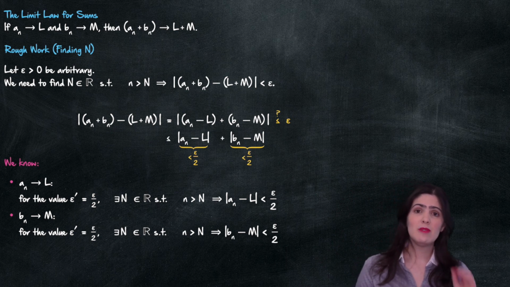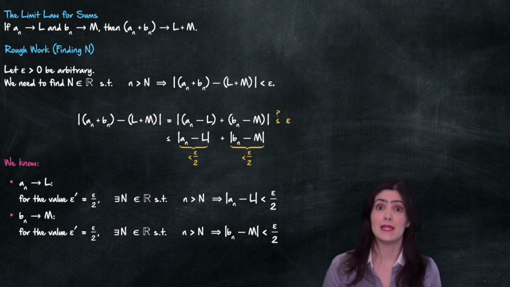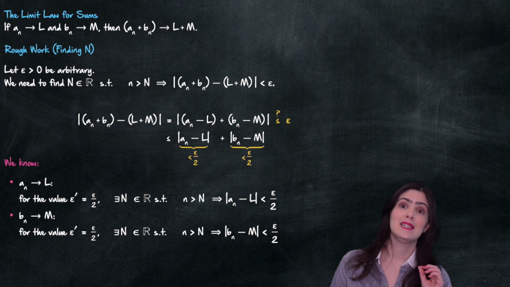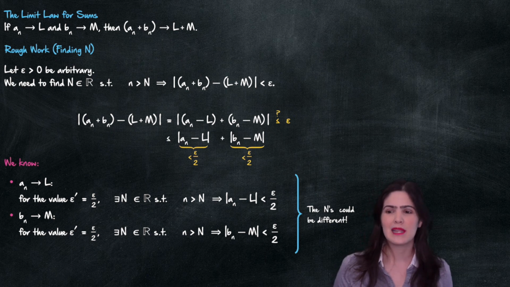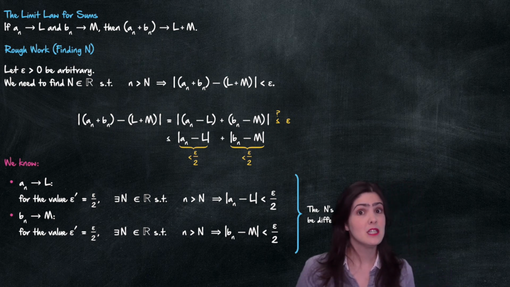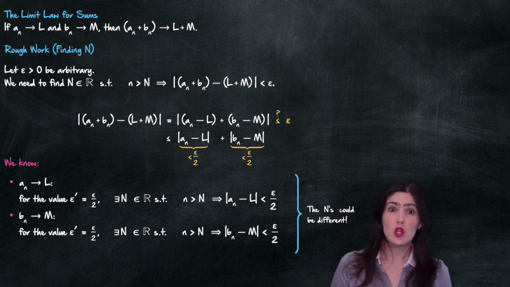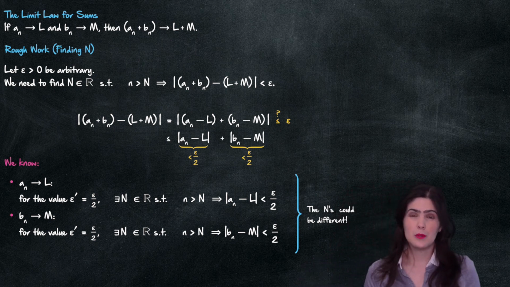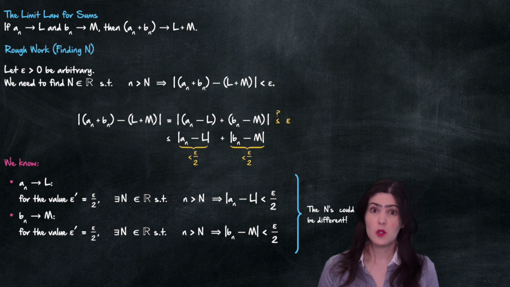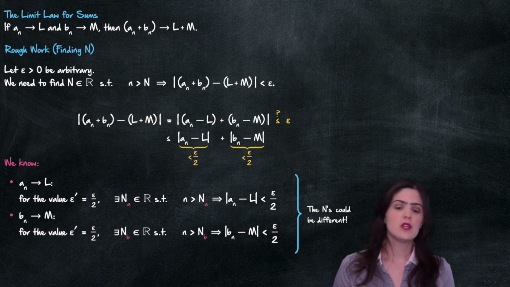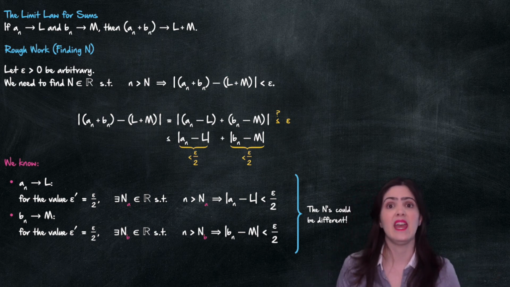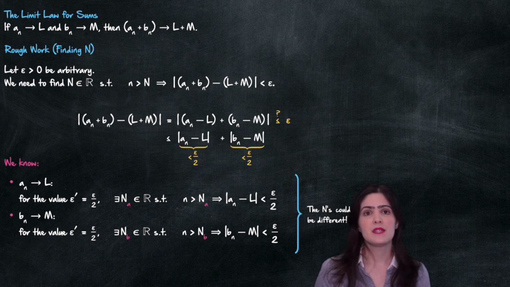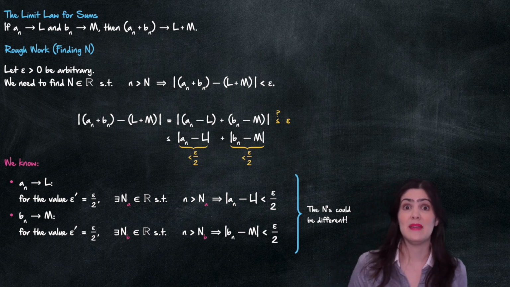Now, here we have to be very, very careful because these n's could be different. And that could be a bit of a problem. And to be honest, most likely they are going to be different. So to go around this, I'm going to add labels to these n's to make sure that I don't get confused. So the n that comes from the sequence an, I'm going to call it n sub a. And the n that comes from the sequence bn, I'm going to call it n sub b.